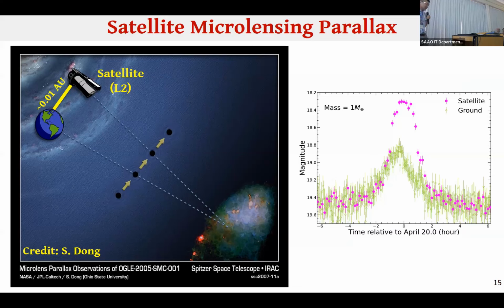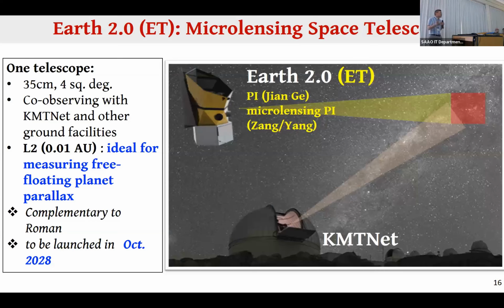And the reason is, for this sort of free-floating planet, the Einstein radius matches the separation between the L2 location and Earth. Now, of course, we cannot compete with NASA in terms of size and money. So we have a poor man's version of a satellite mission, this Earth 2 mission. So this will be a 35 centimeter telescope, much smaller, but with a somewhat large field of view, 4 square degrees.